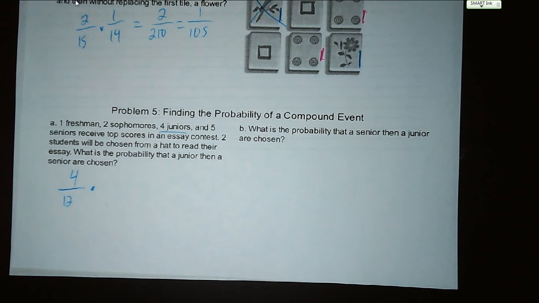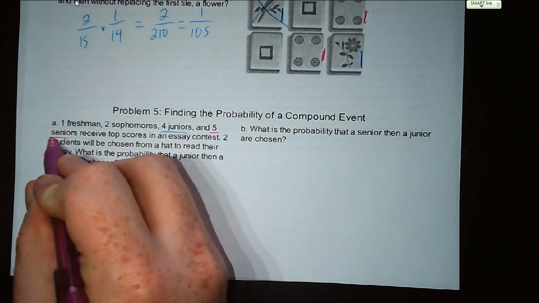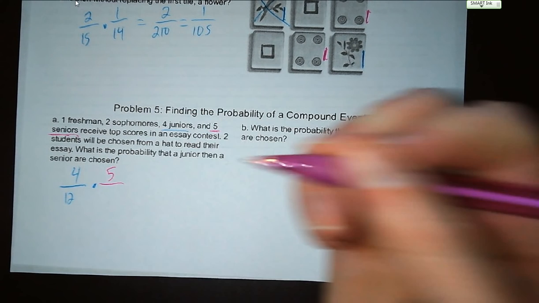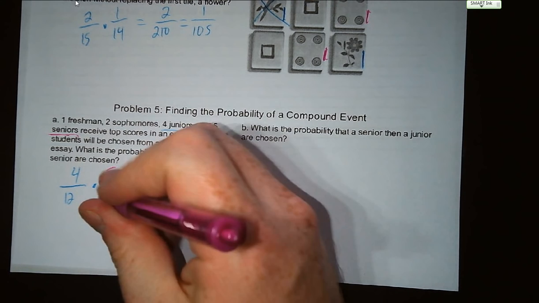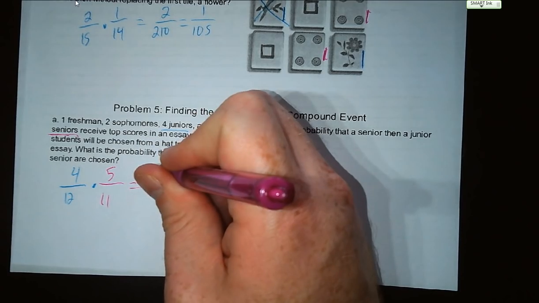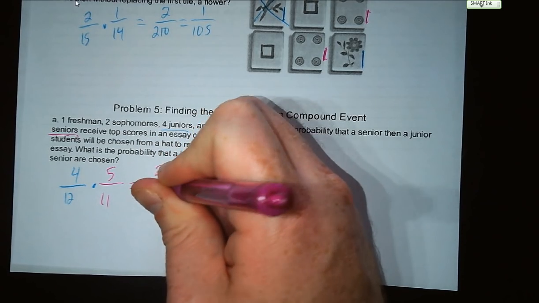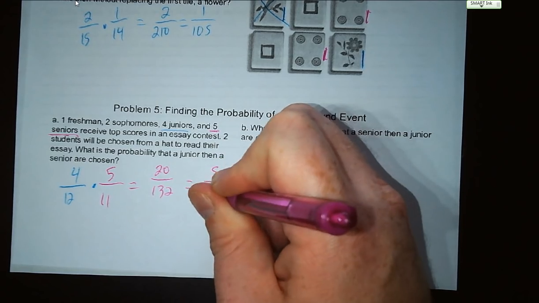And the second case would be a senior, so it would be 5 seniors out of a possible, well, 1 person has been pulled out already, so now there's only 11 remaining in the pool, and we're going to get 20 out of 132, which is equal to 5 over 33.